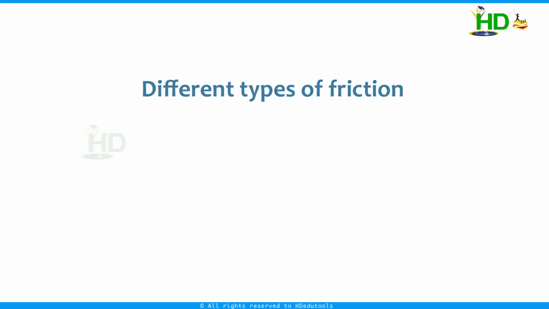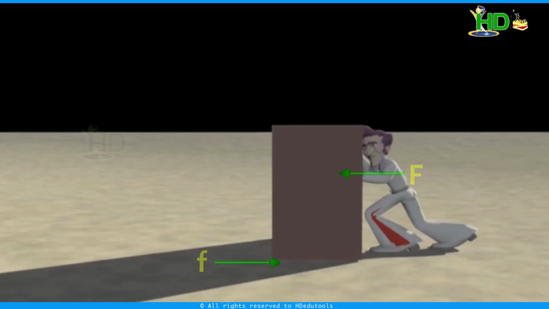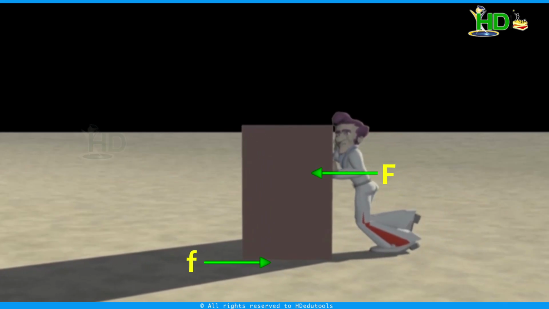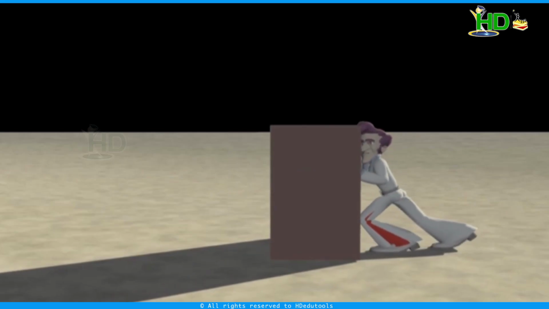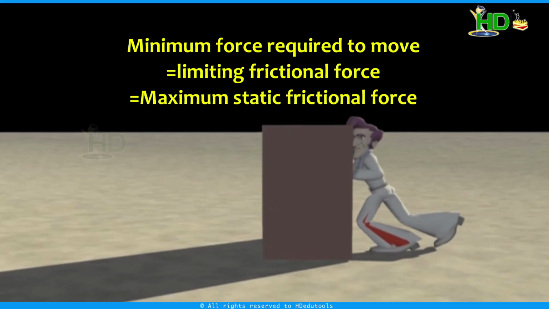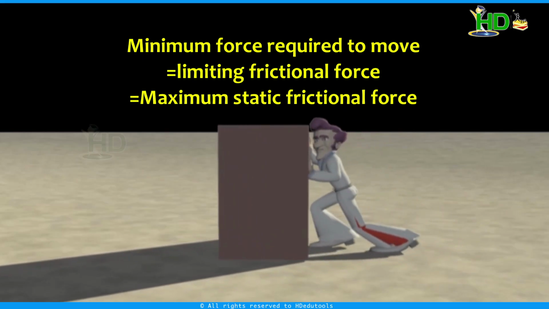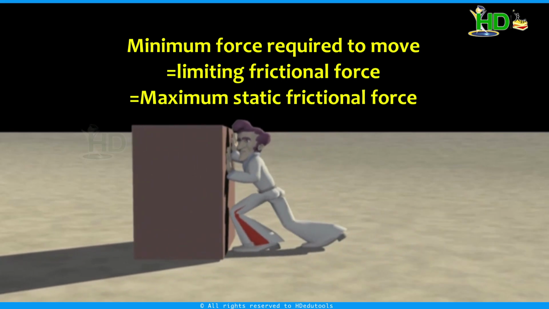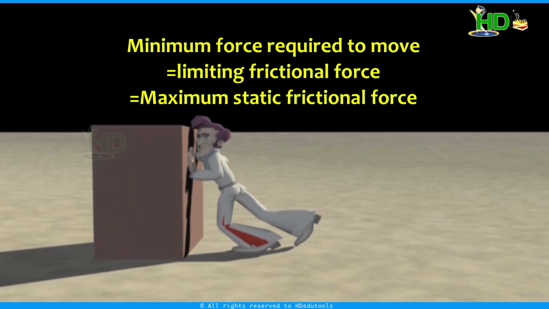Now we discuss the different kinds of friction. The first one is static friction. What is static friction? The frictional force which opposes the applied force when the body is stationary is called static frictional force, and this is a self-adjusting force. If a body is stationary, the minimum force required to start the body to slide is called the limiting frictional force, and this is nothing but the maximum static frictional force between the surfaces.